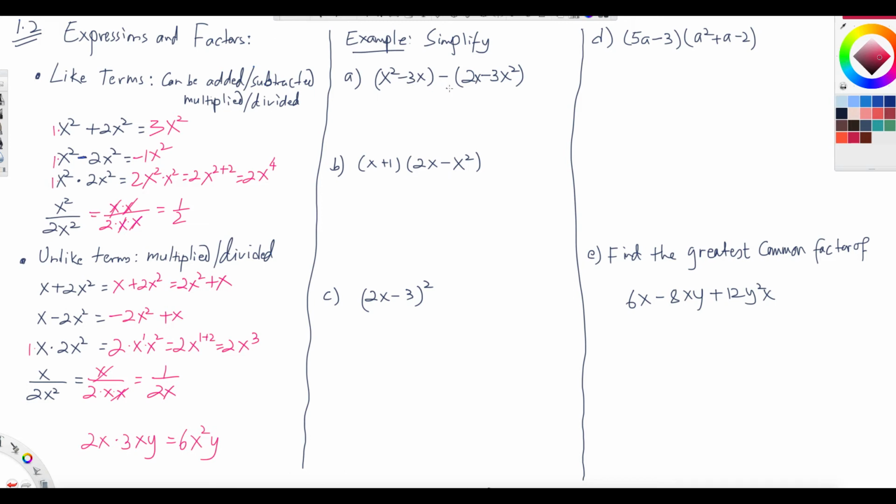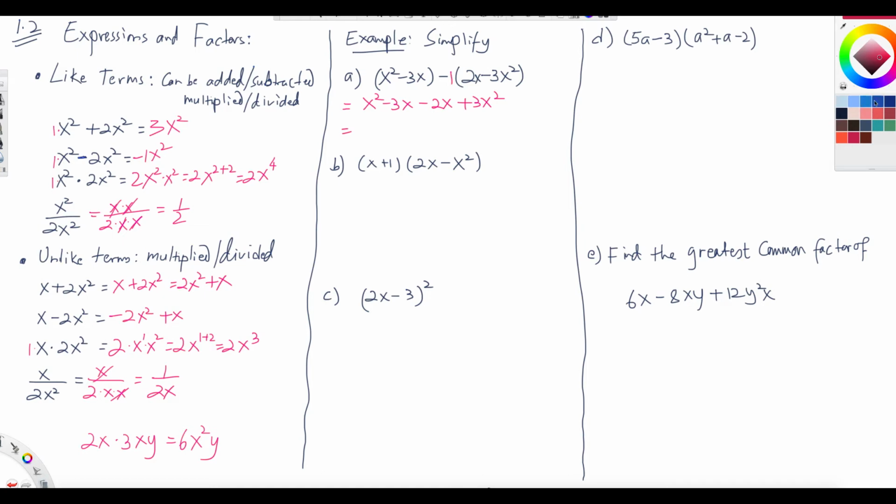Here is a minus sign in the middle. So you can write like -1 there. What you do is you just distribute that -1. So it is x squared minus 3x, minus 1 times 2x is -2x, and -1 times -3 is positive 3, and then x squared. Now look at the like terms.